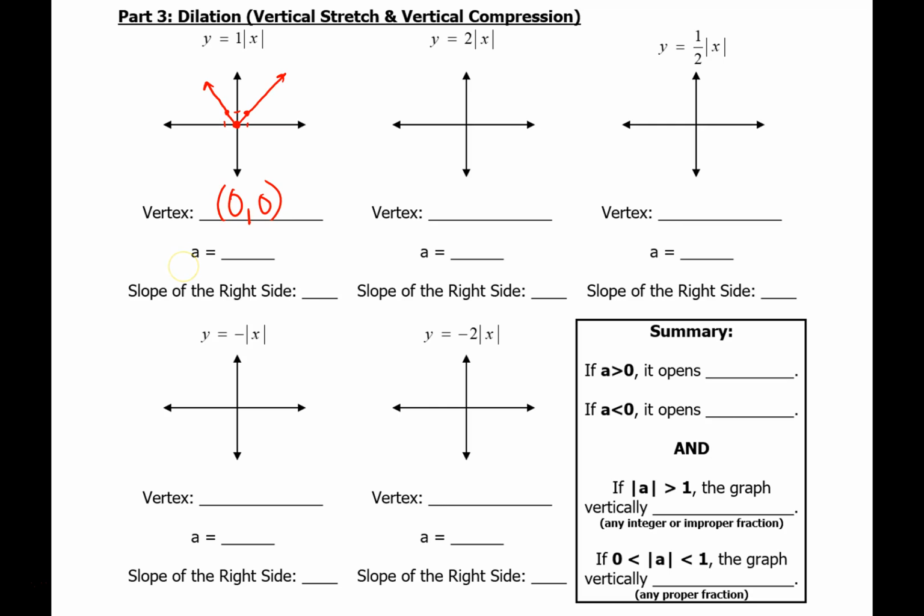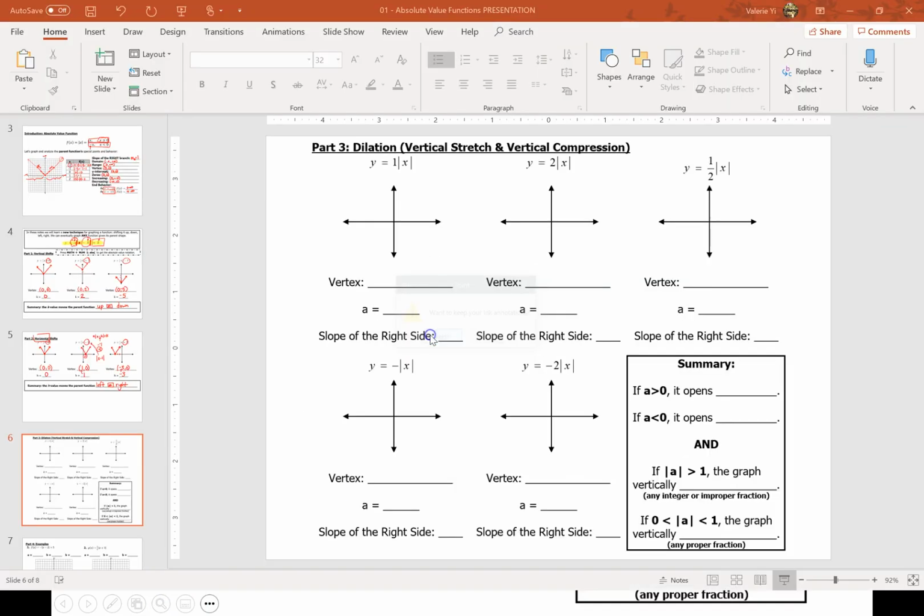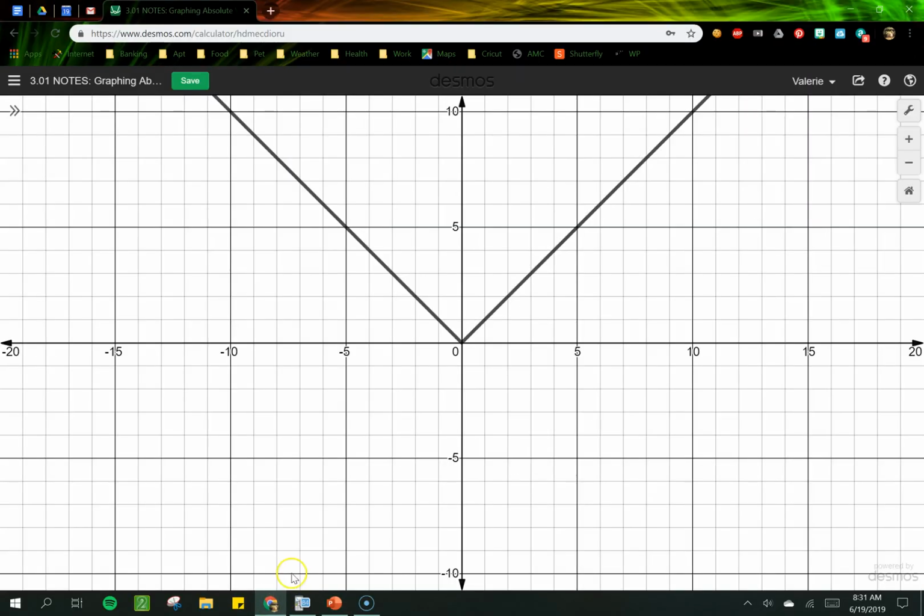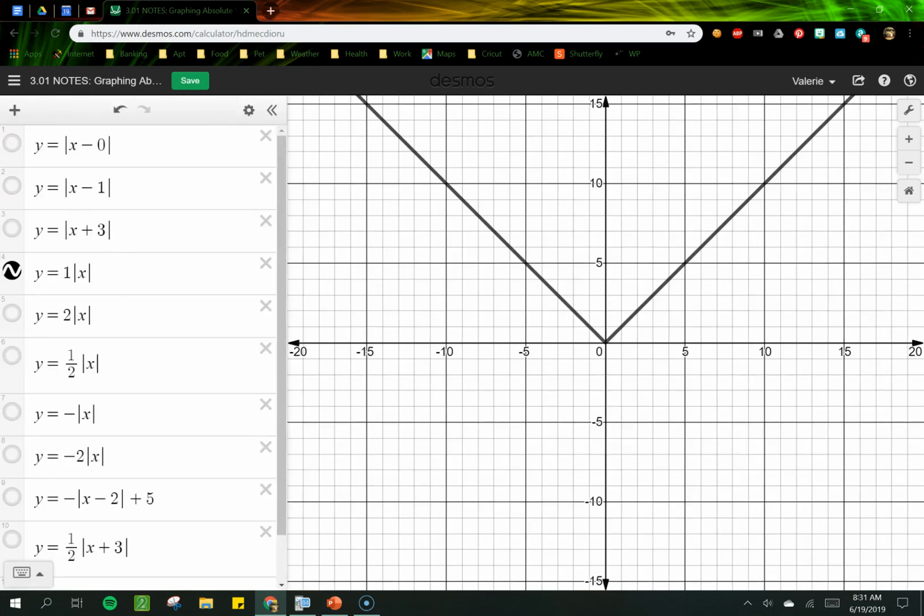And do you notice anything about the a value here of 1 and the slope that we just did? Do you notice that the slope was 1 and the a value was 1? The slope of that right side and the a value are the same. So let's look at this next one now where our a value changes to 2. So let's see this guy.